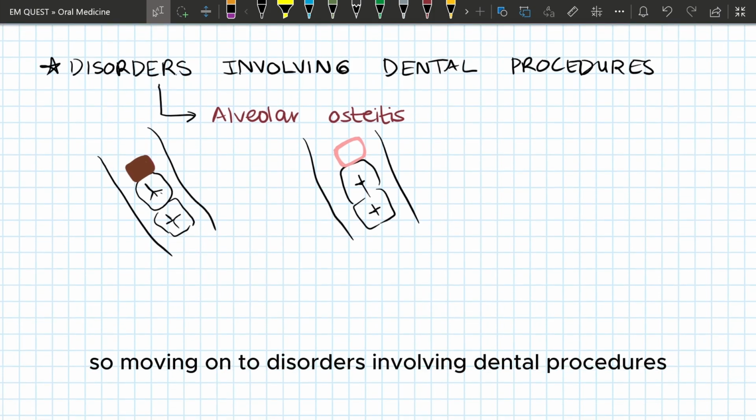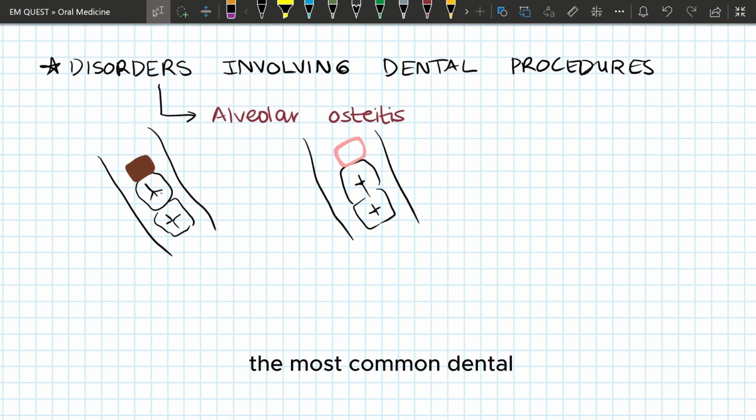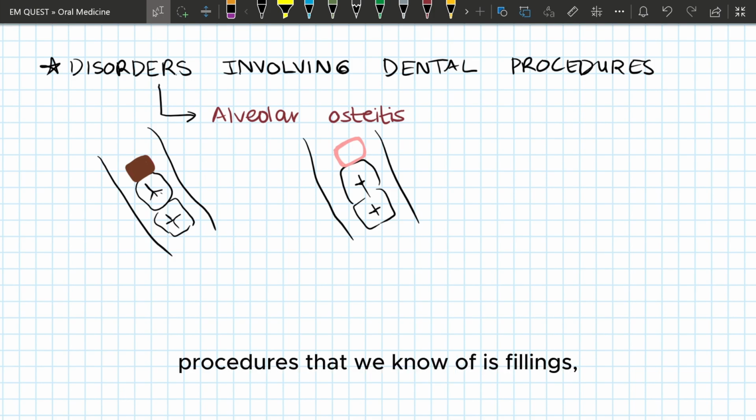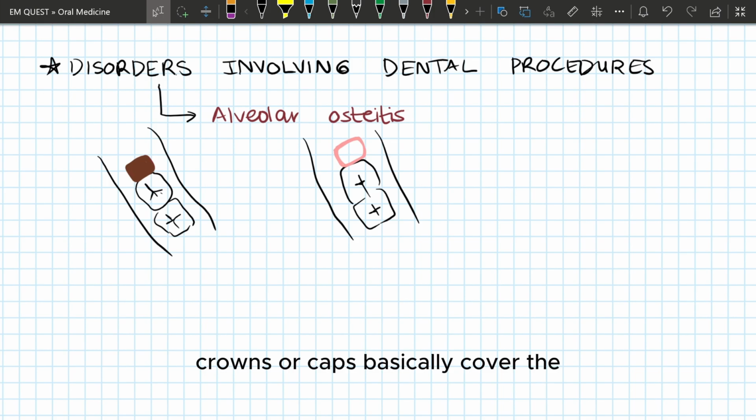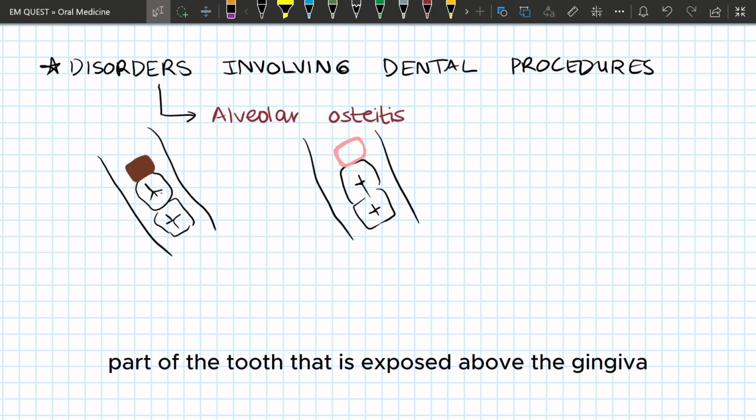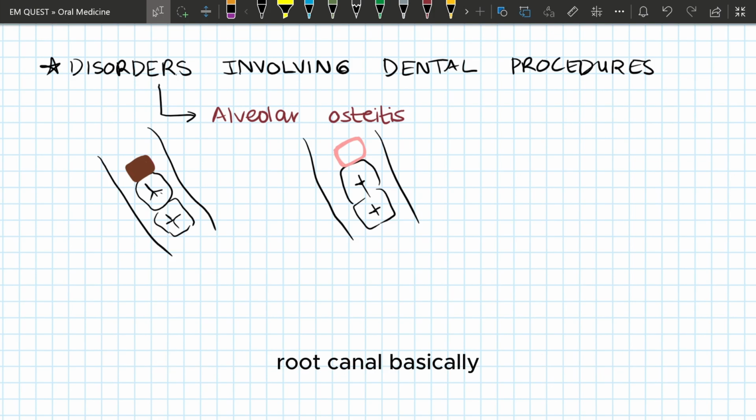Moving on to disorders involving dental procedures. The most common dental procedures that we know of are fillings, crowns, root canals, and extractions. What is a filling? A filling is just a cover of the caries that protects the tooth from undergoing further decay. Crowns or caps basically cover the part of the tooth that is exposed above the gingiva. Root canal basically involves opening the pulp chamber to remove the pulp tissue and to sterilize the canal and then sealing it again. Extractions are basically removal of the entire tooth, especially those that are non-salvageable.